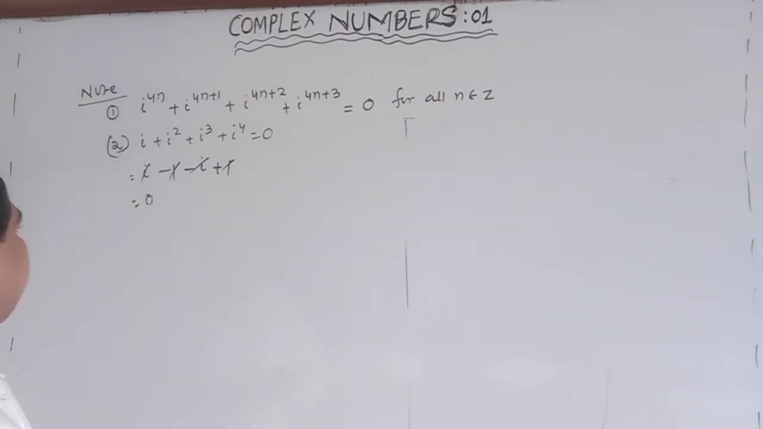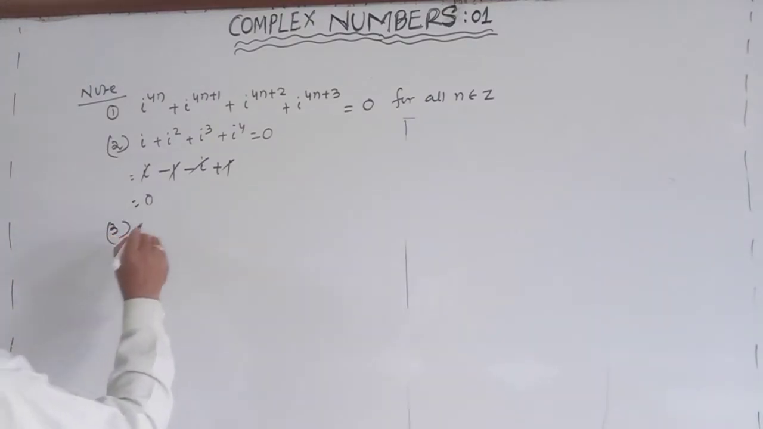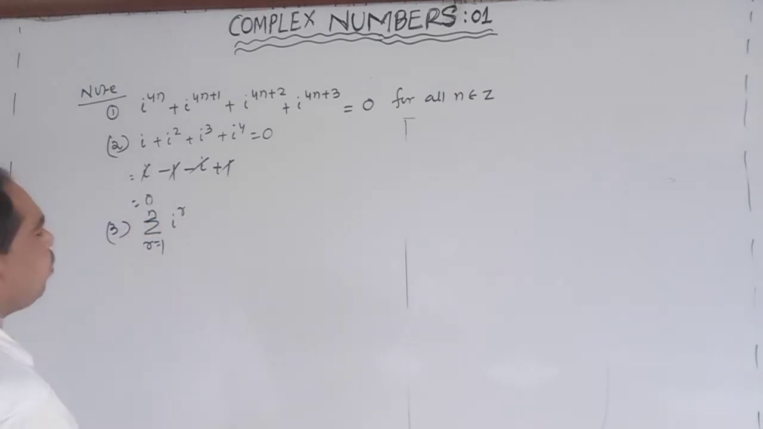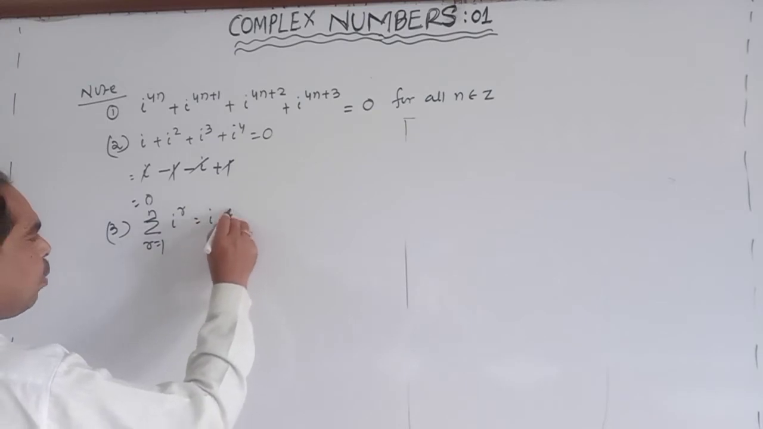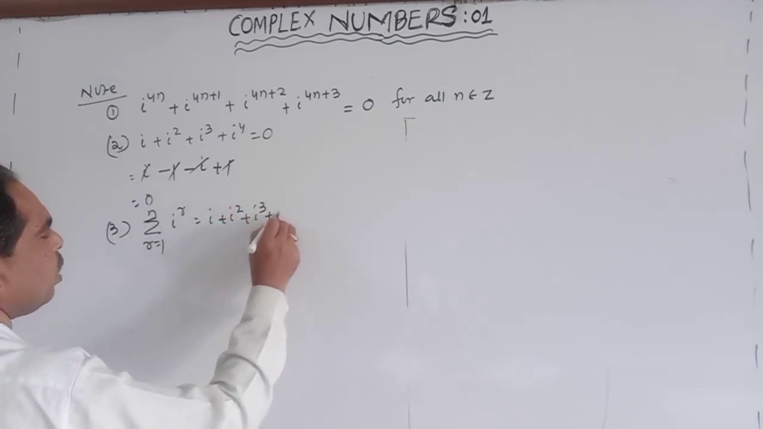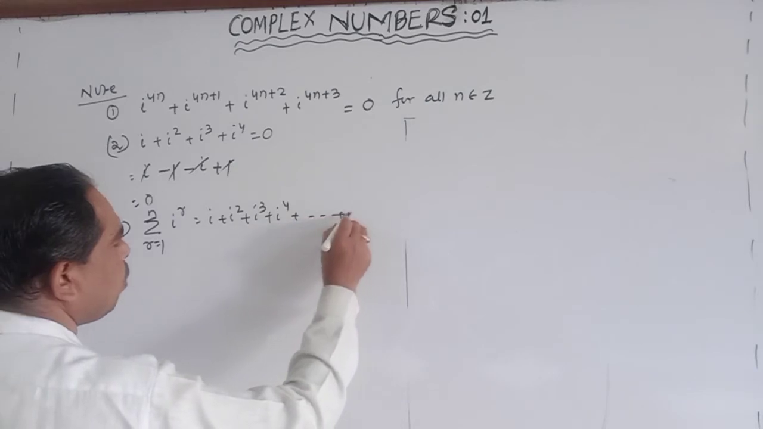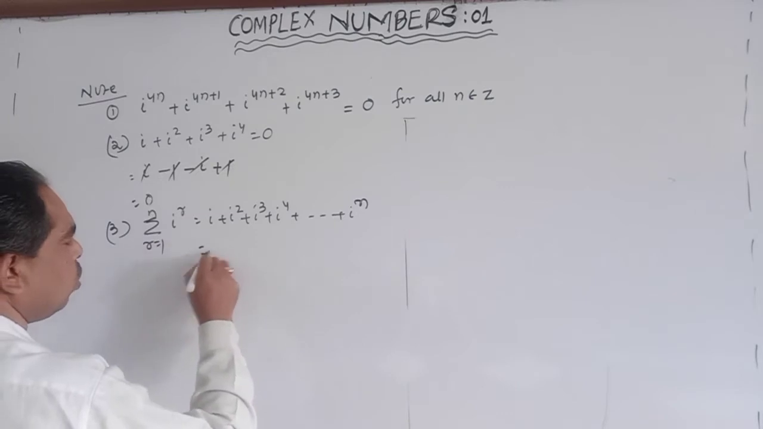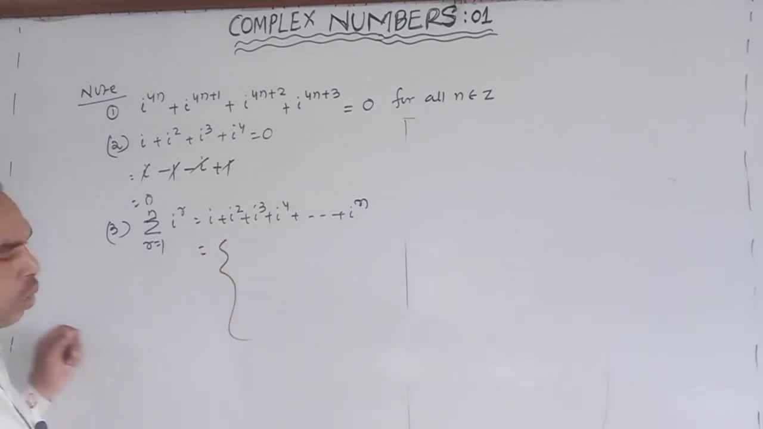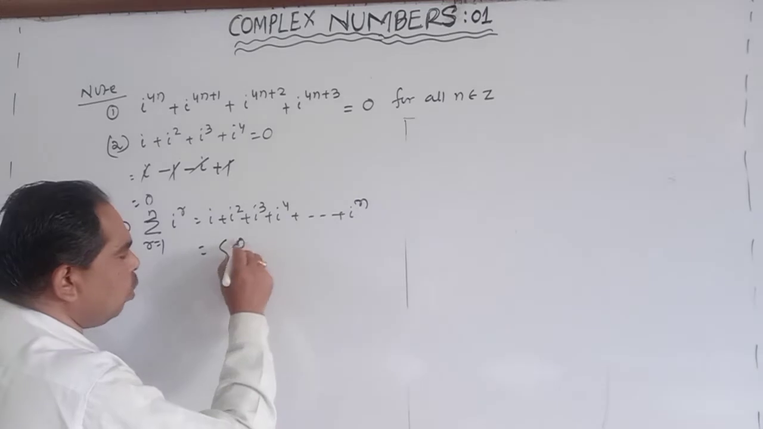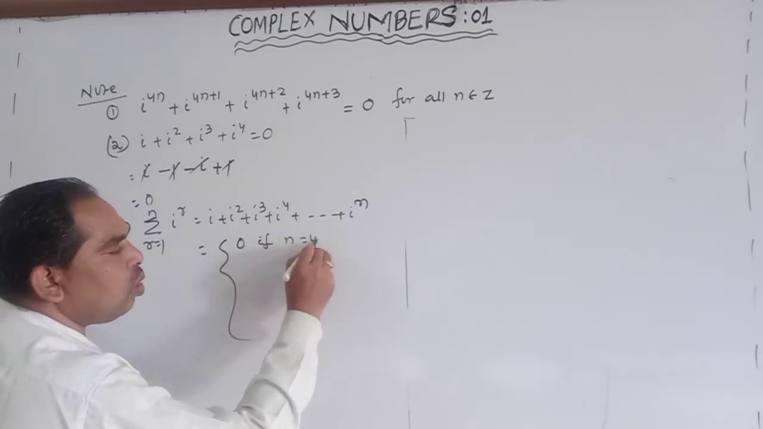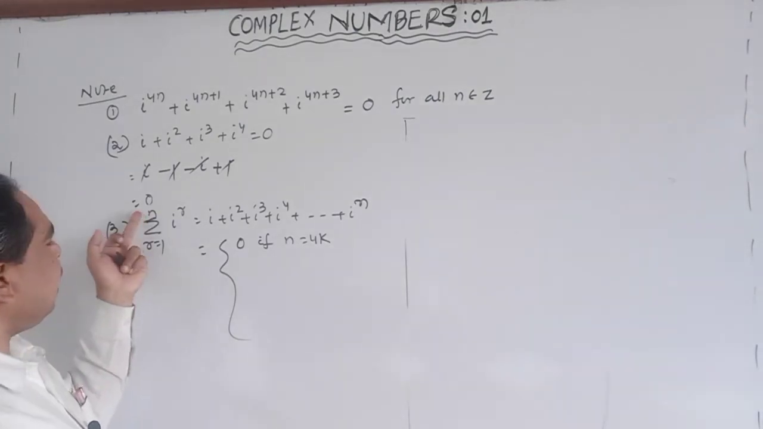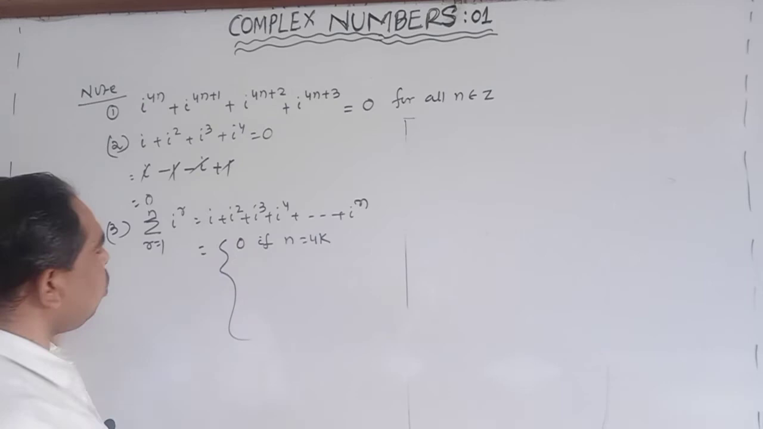Next, summation r is equal to 1 to n of i to power r, meaning i plus i square plus i cube plus i fourth up to i to power n. Remember this formula: it is 0 if n is equal to 4k, meaning n is completely divisible by 4. The answer is 0.